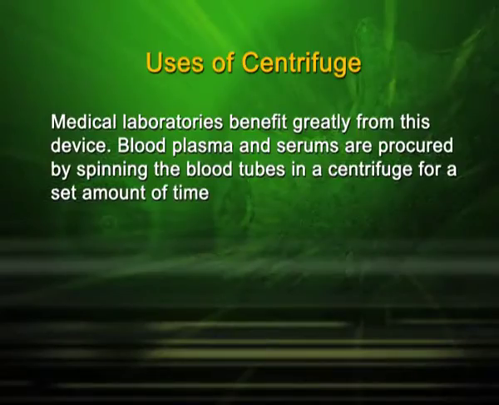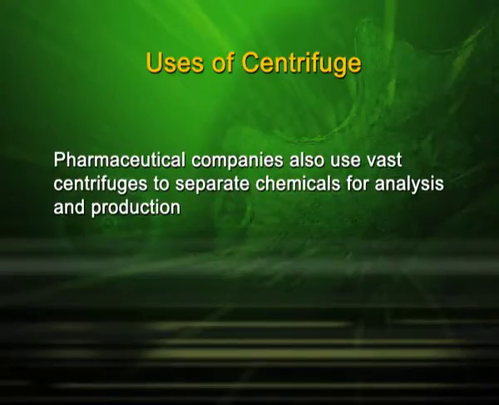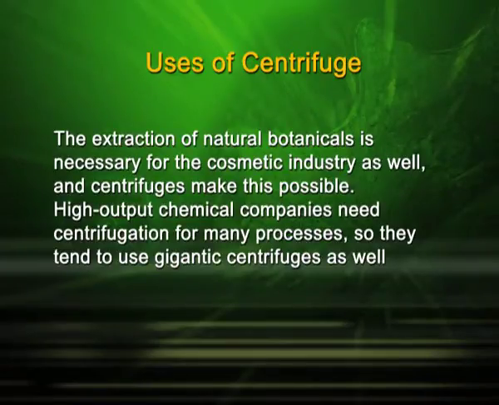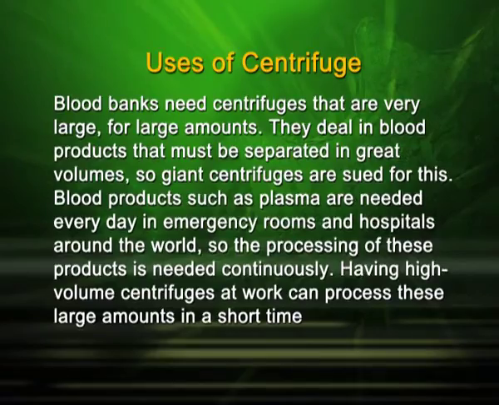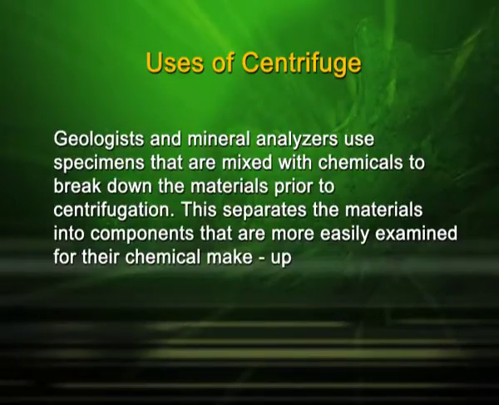Now, let us discuss the uses of centrifuge. Centrifuge is used in medical laboratories, where the separation of blood plasma and serum has to be done. This is done with the help of a centrifuge. It is also applied in pharmaceutical companies for the analysis of chemicals. It is also used in the cosmetic industry for the extraction of botanicals. It is also used for urine analysis. In the urine, you have lots of disease causing organisms which can be easily detected when it undergoes centrifugation. It is also used in blood banks, and by geologists and mineral analyzers.